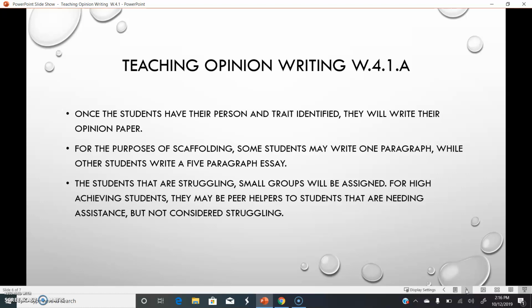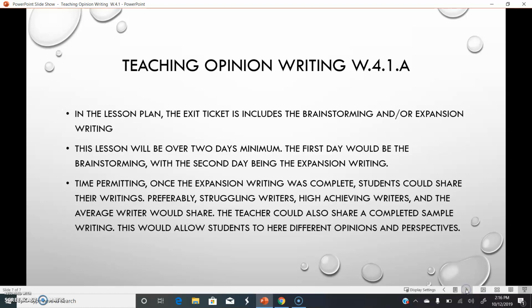For the students that are struggling, small groups might be an alternative, which one-on-one with the parent or guardian is also considered a small group. High-achieving students can probably complete this task independently. However, if they ask for help, please help them. And they were also assigned to peer help students that were needing some assistance but may not have been struggling too badly.